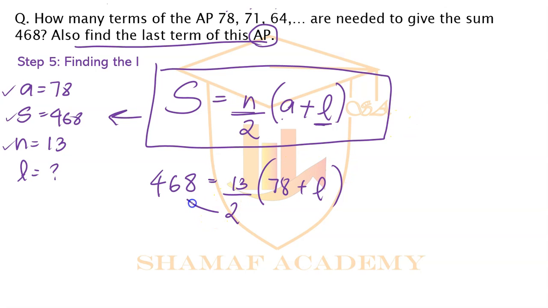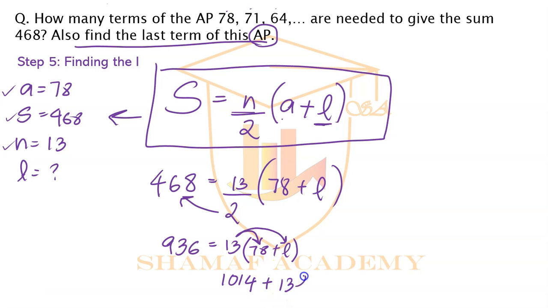Let's start with our cross multiplication of 468 and 2, which gives us 936, equals 13 times (78 plus L) in the bracket. Let's expand this: multiply 13 with 78 and also multiply 13 with L. So 13 times 78 gives us 1014, plus 13 times L gives us 13L. I hope this is what you got so far, and I hope that I'm correct. If I'm not, then please comment down below and let me know.